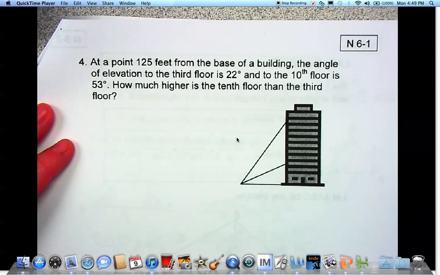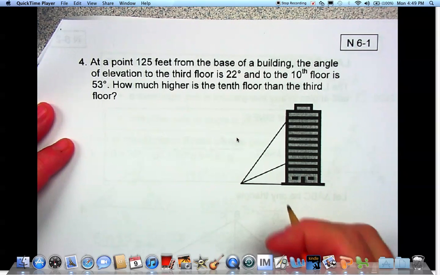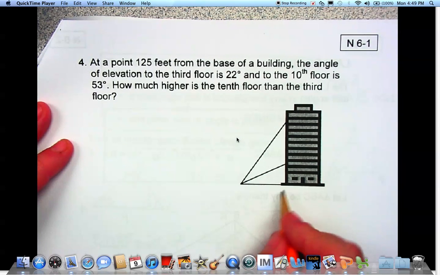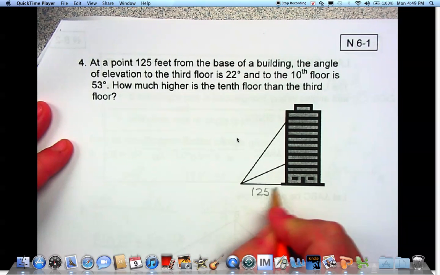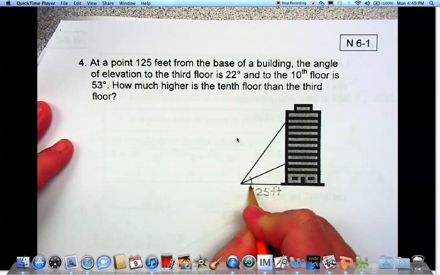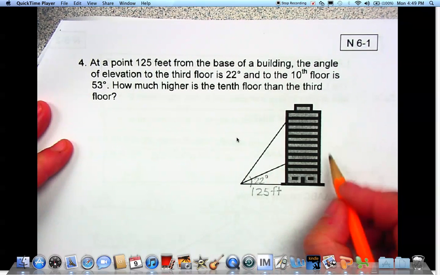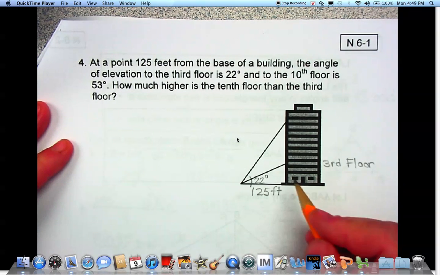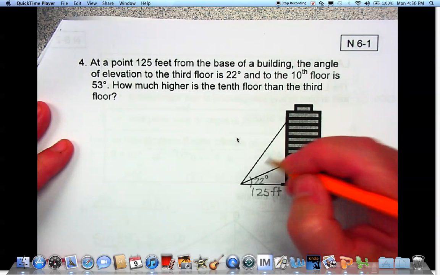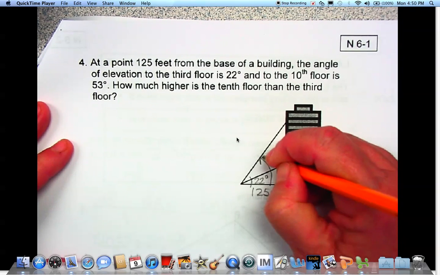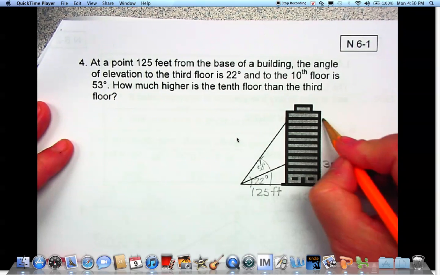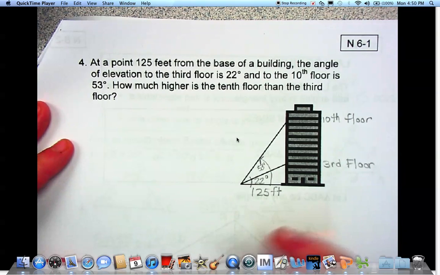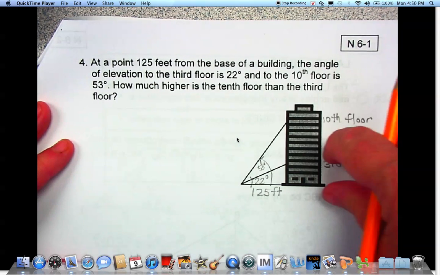Okay, number 4. At a point 125 feet from the base of the building, the angle of elevation to the third floor is 22 degrees. So this is 125 feet. The angle of elevation right here is 22 degrees, and this is the third floor. Okay, then it says the 10th floor is 53 degrees, so all the way to here is 53 degrees, and this is your 10th floor. How much higher is the 10th floor than the third floor?